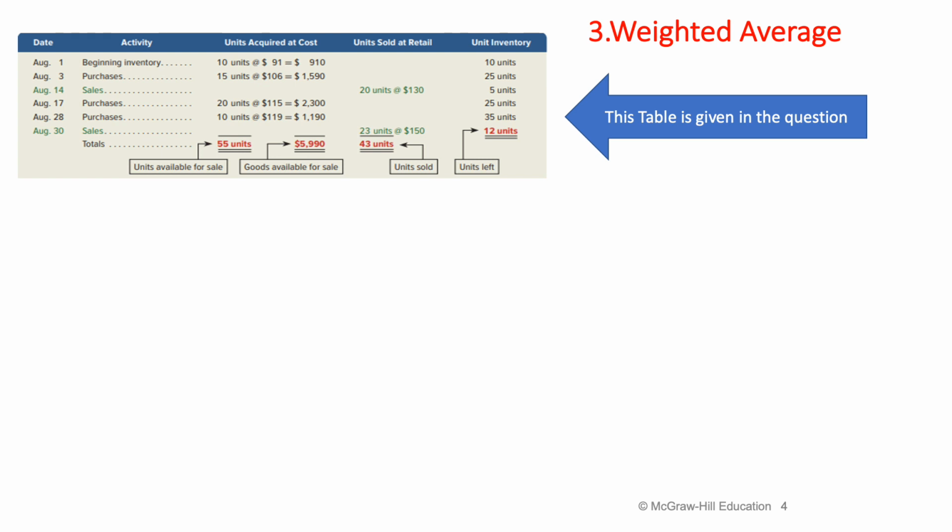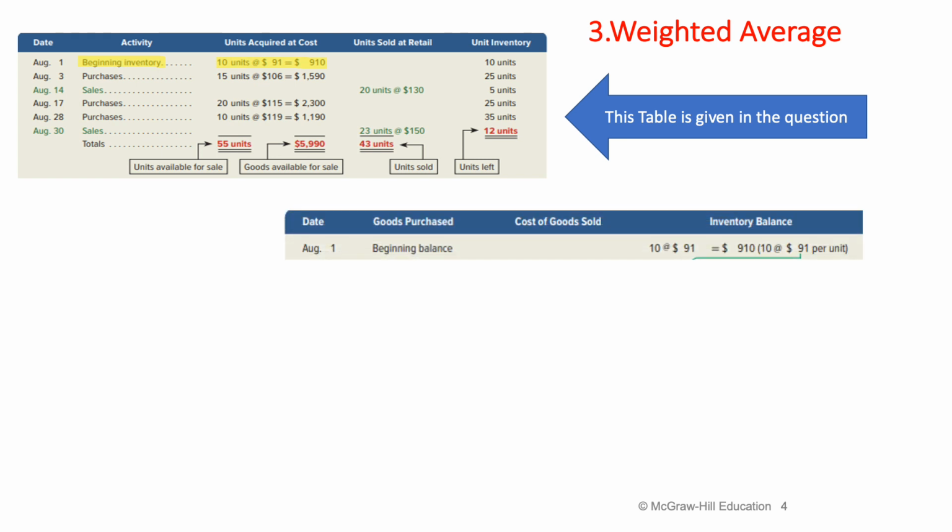As you remember, we're always going to start with the beginning inventory. The beginning inventory here is 10 units and each unit costs us 91. So when I record this on the table, on August 1st, I'm going to write the beginning balance and record the inventory balance as 10 multiplied by 91, which means that at the beginning of August 1st, my beginning inventory was 910.